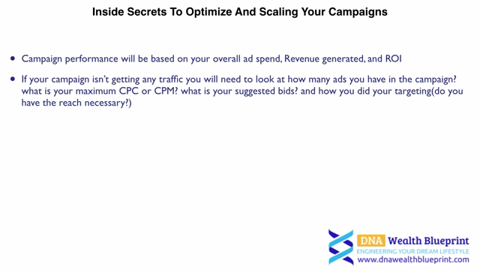So here's the thing. If your campaign isn't getting any traffic, you're going to need to look at how many ads you have in that campaign. You need to look at whatever your maximum CPC or CPM is and your suggested bids. And you also need to look at your targeting. Do you have the reach necessary to reach your ideal target market? Are you actually targeting properly? Is your targeting way off? Are you putting in too many precise interests inside of your targeting?